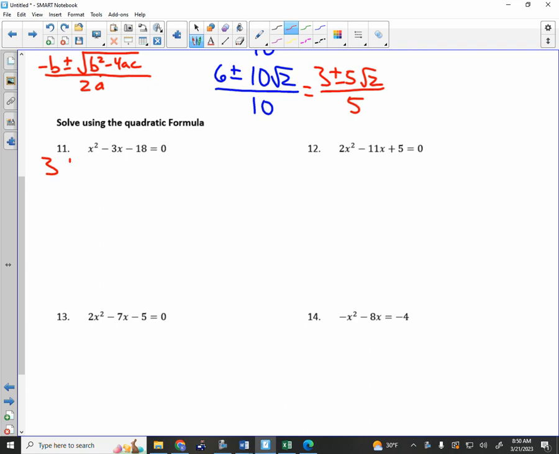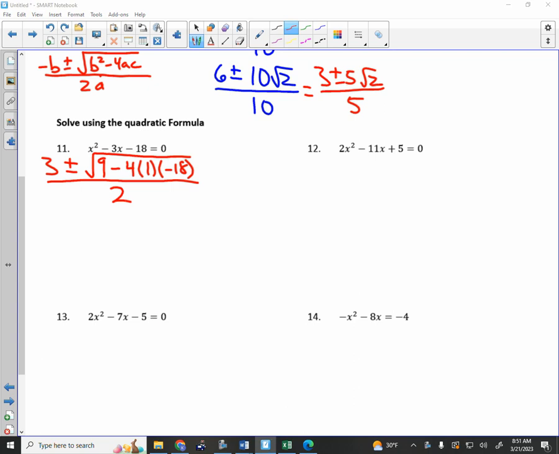Positive 3 plus or minus the square root of. What's b squared? 9. Minus 4 times what's a? 1 times c? Negative 18. All divided by twice the a value. What's twice the a value? It's 2.